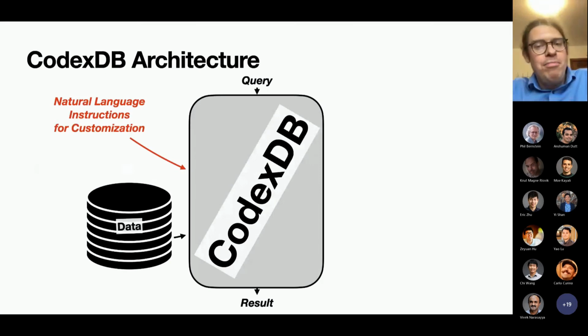The goal of CodexDB is basically to enable customization in data processing via natural language instructions. More precisely, users will provide an SQL query along with some natural language instructions about how this query should be processed internally. And then the system internally generates code for processing this query, which should implement the natural language instructions provided by the user. And in the end, it returns the query result to the user along with the generated processing code.